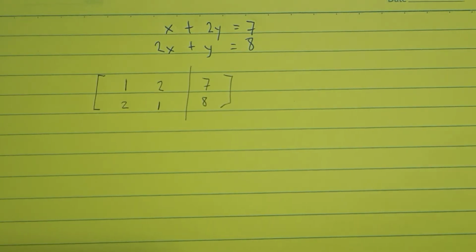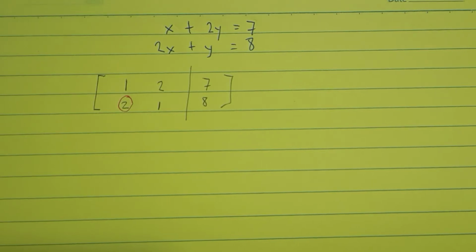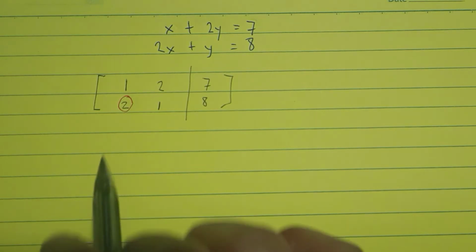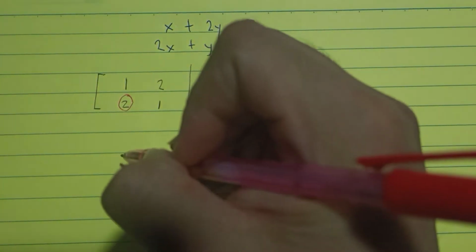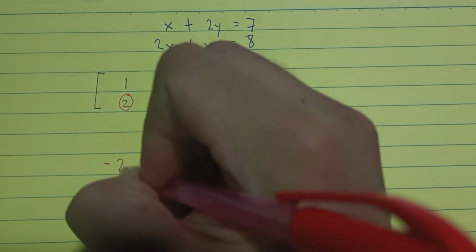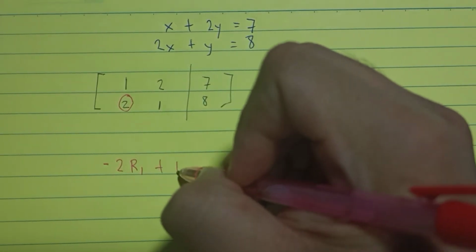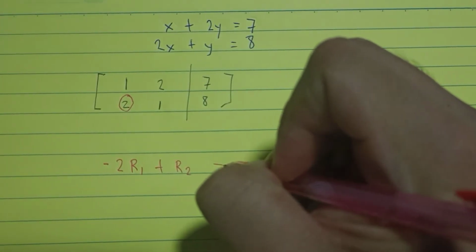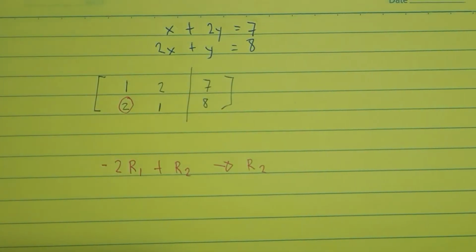Now our first goal here is to change this 2 to 0. So for that, we need a formula to change that, and we will use this formula: negative 2 times row 1 plus row 2, and that will be the new value of row 2.